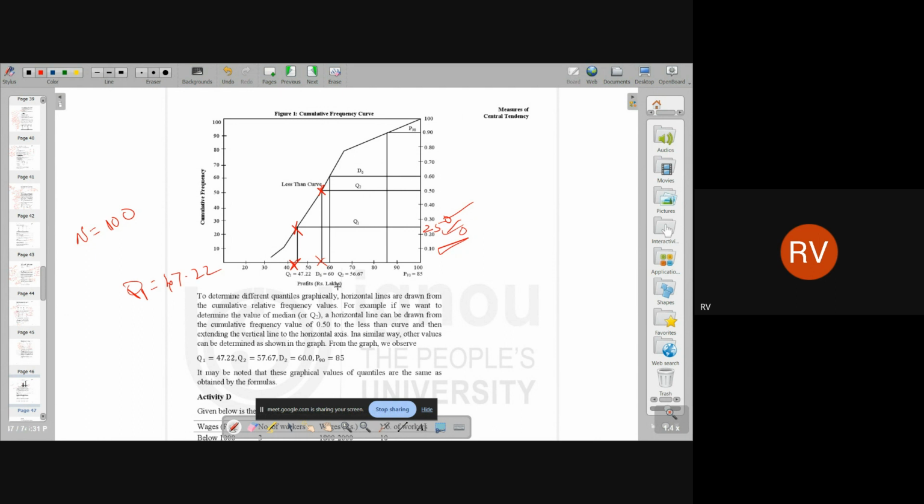How to find D6? D6 is the 60th percentile. Draw a line in the less than ogive curve, then the vertical line meets the x-axis at 60. That is, D6 is equal to 60. Similarly, we can find Q2, the 50th percentile. Q2 is equal to 56.67.